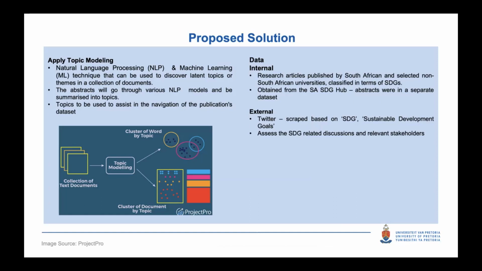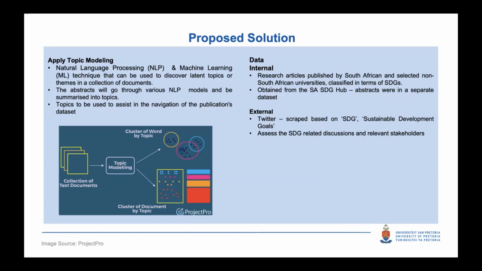In terms of data, we'll obtain a data set from the SDG Hub, which we refer to as the internal data set. We also obtained another data from Twitter by scraping tweets that contained SDG and Sustainable Development Goals. This is referred to as the external data set.